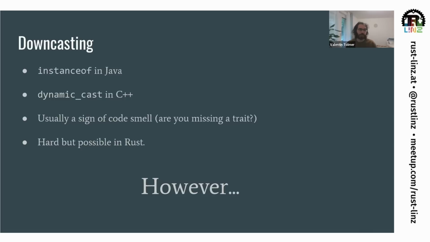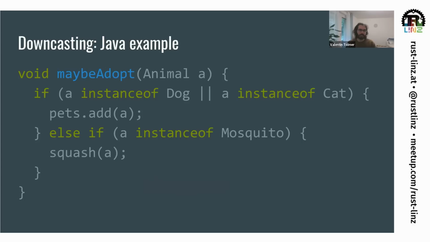downcasting. So let's say that you're getting an animal. So this is a Java example. You're receiving an animal. You're checking if it's a dog or a cat, then I want to adopt it. And if it's a mosquito, then I want to squash it. Well, the techniques I'm about to show work also in Java. It's just that in Rust, I want to give you tools when you come across this problem to change the way you think and maybe reframe it in a way that is better suited for the tools that Rust gives you.